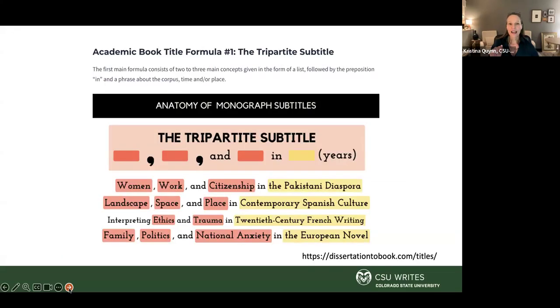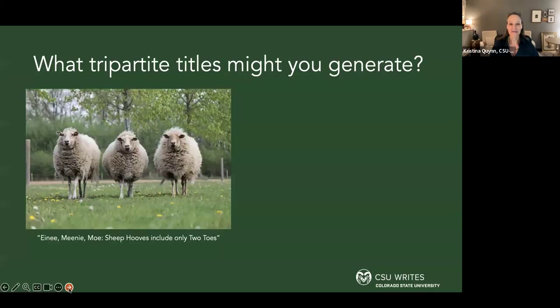You can take a look and just search academic book title formula #1 tripart subtitle. And there's this kind of way of formulating it. And so I just love the anatomy of monograph subtitles: women, work, and citizenship in the Pakistani diaspora, or landscape, space, and place in the contemporary Spanish culture. So you can see it. This has been a formula around for a while, and perhaps it's something that you have relied on as well. But now you know that people have studied it, and it just works.